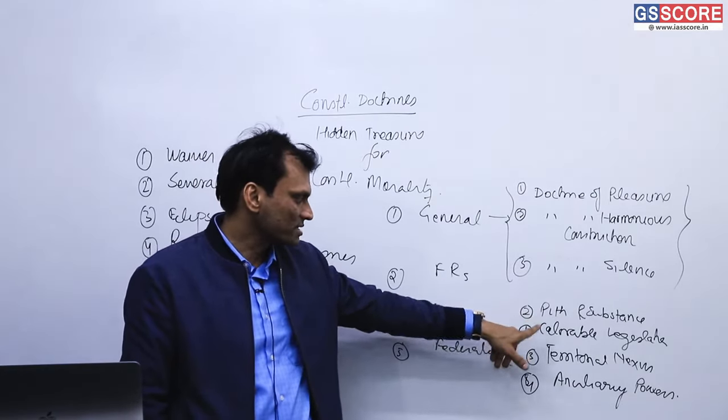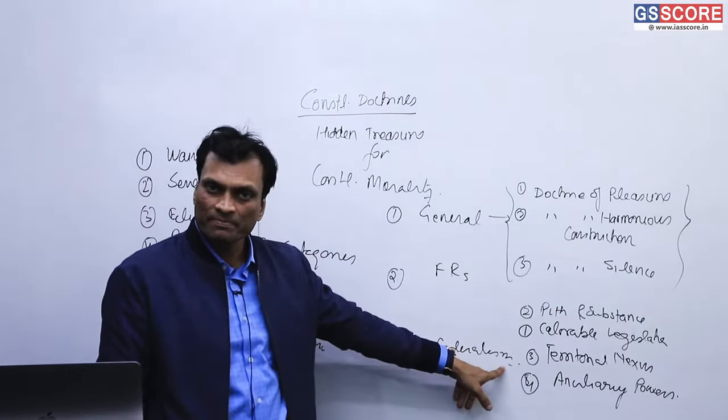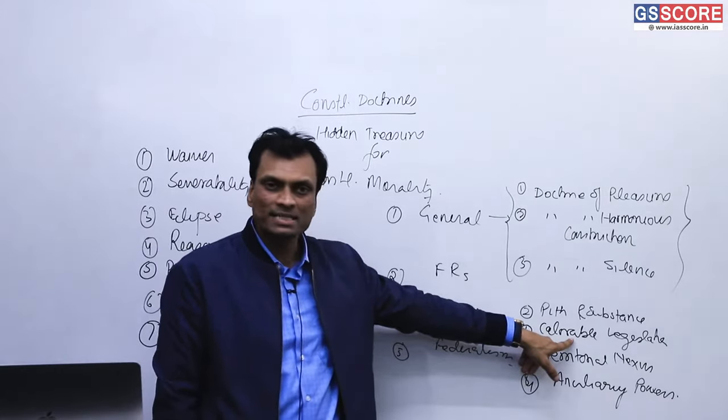Now, pith and substance. Colorable legislation. This is where we are coming into federalism. And colorable legislation means very clear.